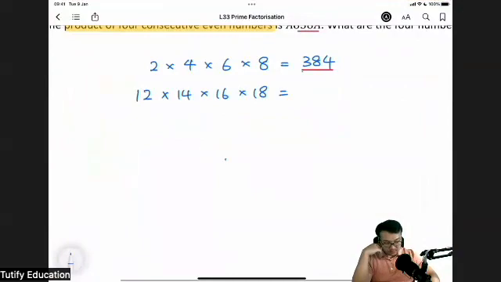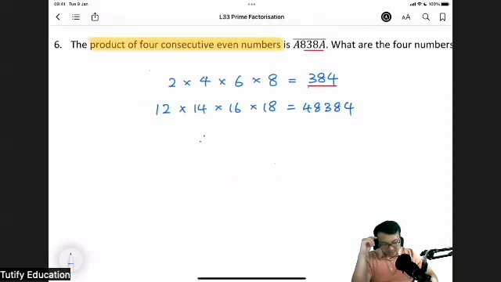For example, you take 2 times 4, you get 8, right? Does it mean 12 times 14 equals 18? You just add a 1 in front. No, you can't do that. Okay, so you get 4, 8, 3, 8, 4. Well done. And you realize that A equals 4.